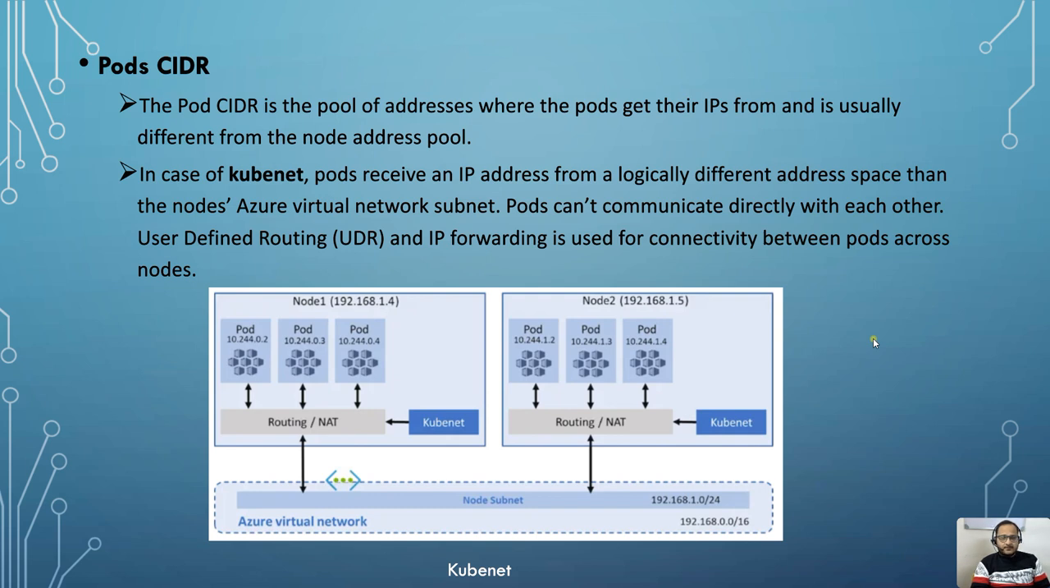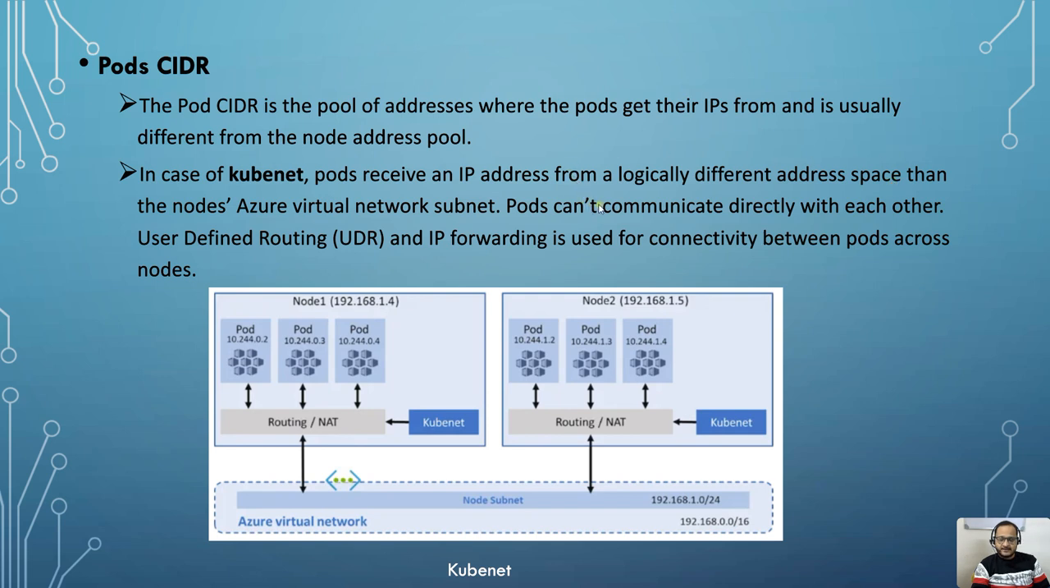Next term here we have pod CIDR. So pod CIDR is the pool of addresses where the pods get their IPs from, and is usually different from the node address pool. Again, this term will be used for both the networking models, Kubenet and Azure CNI. In the case of Kubenet, pods receive an IP address from a logically different address space.